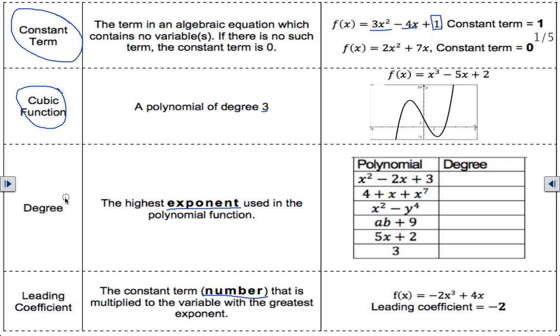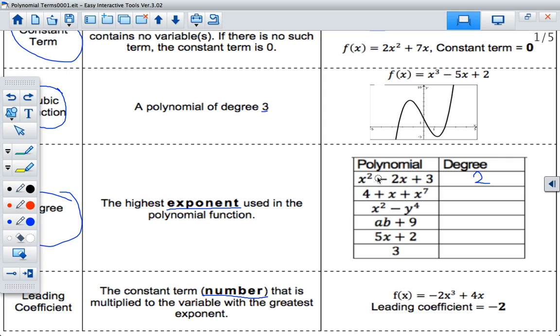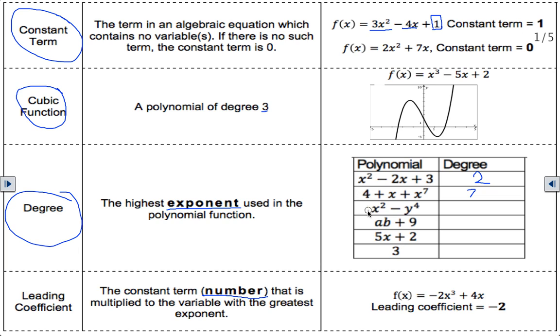Our next term is the word degree, and it's just the highest exponent used in the polynomial function. If you have this equation here, your highest degree is 2. This one, your highest degree is 7. Notice most of the time your highest degree term is up front, but it doesn't have to be. So pay attention to your order. Just because a term is out front does not mean it's your highest degree. In this case my highest degree is 7.